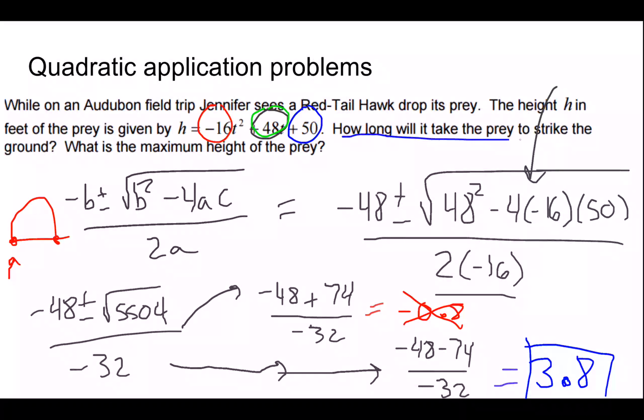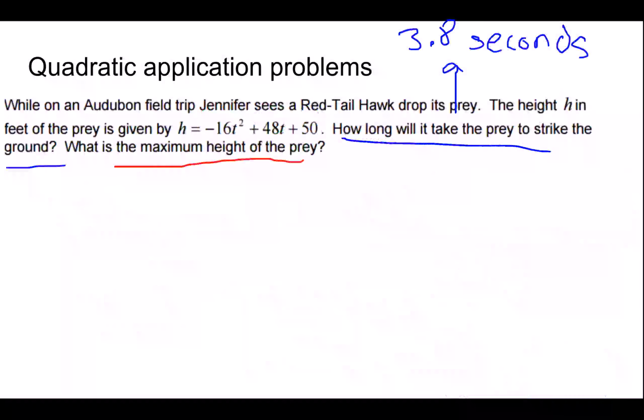So we figured out our first answer, and now we have to find this max. We're going to find this max in red. If you remember how we found the vertex, because that's another name for the max, it was negative b over 2a.